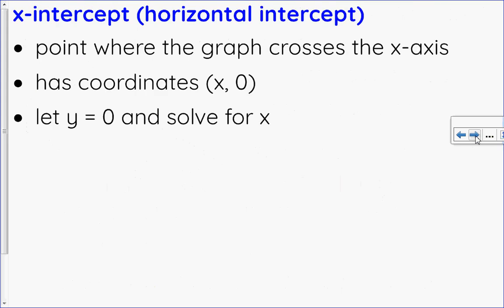Let's talk about the x-intercept. So the x-intercept graphically is the point at which the graph crosses the x-axis. Since it's a point, it has coordinates, and those coordinates are (x, 0). Algebraically, if I want to figure out what the x-intercept is, I let y be 0 and solve for x.